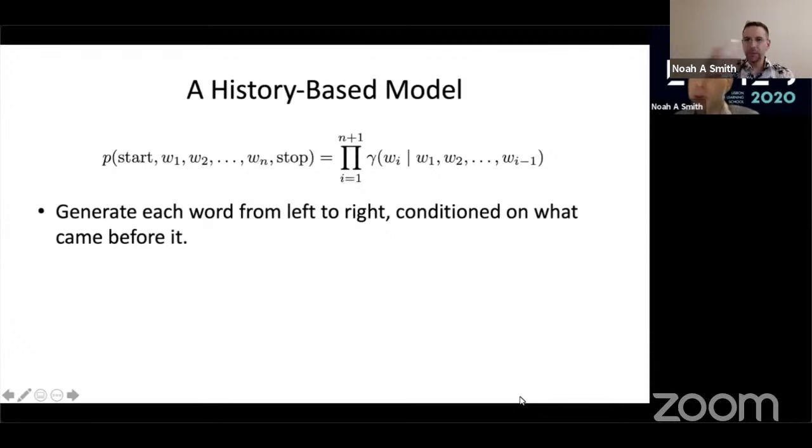In fact, you could write this a lot of different ways. You don't have to order the words one after the other, left to right in sequence. It's just convenient to do that, and it has a nice, almost psychological plausibility to imagine that each word is generated, is caused by or depends on the words that came before it to its left. So each word is generated under this model from left to right, conditioned on everything that came before.